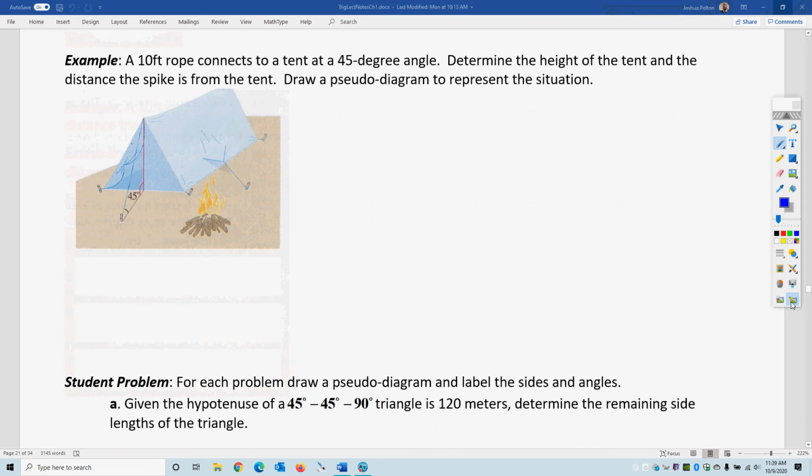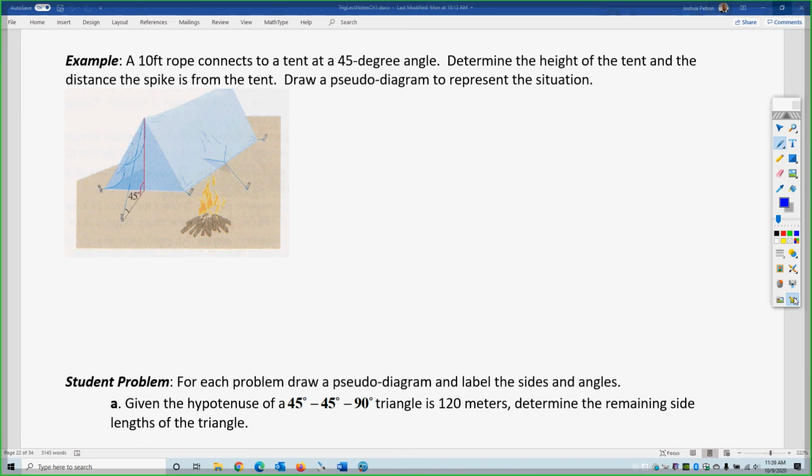Okay, so we'll draw a pseudo-diagram for this one. Oh, that didn't work. I'll try one more time here. Come on. I think we're good. Nope, still didn't work. There we go. So there's our pseudo-diagram.